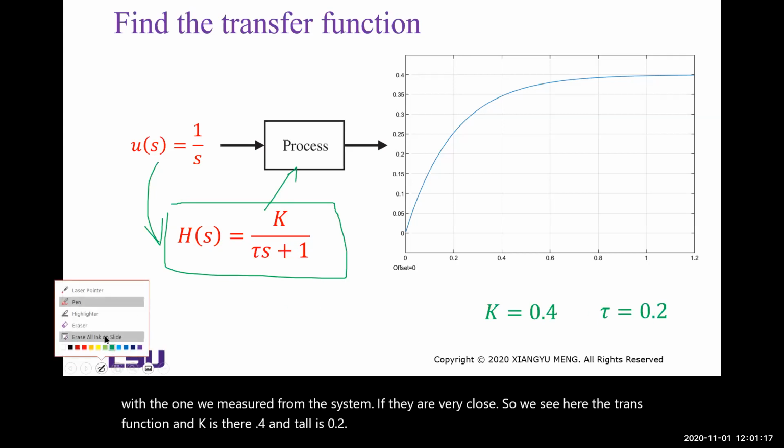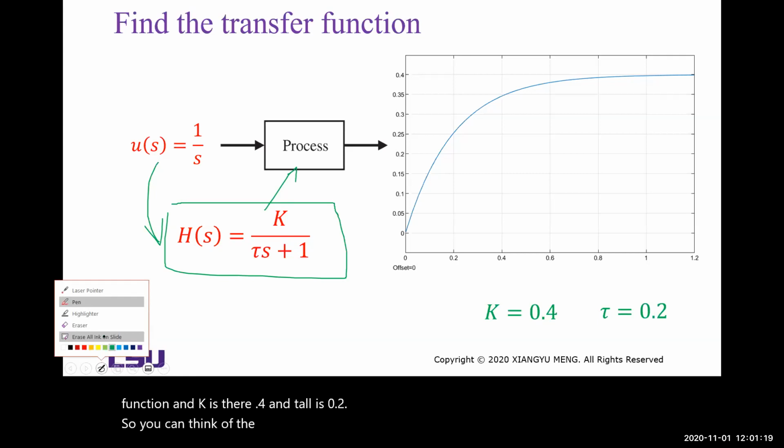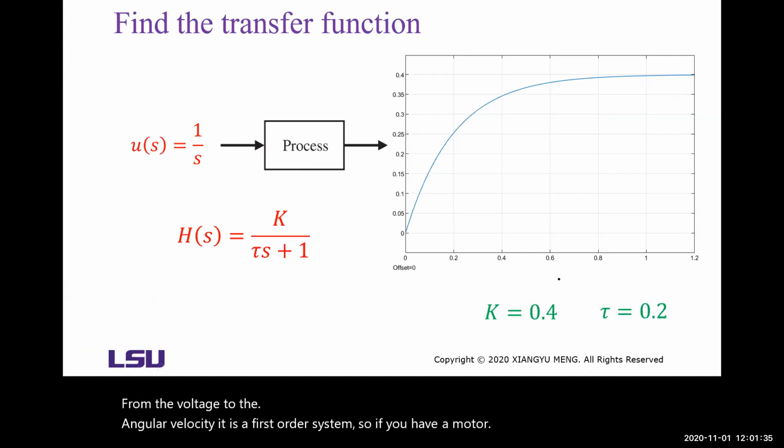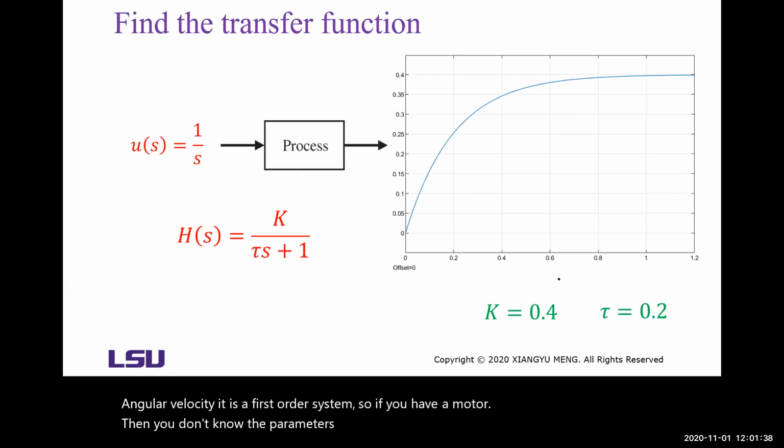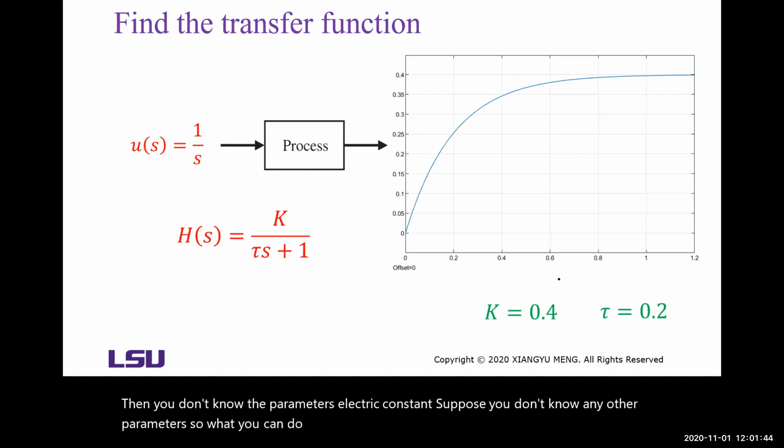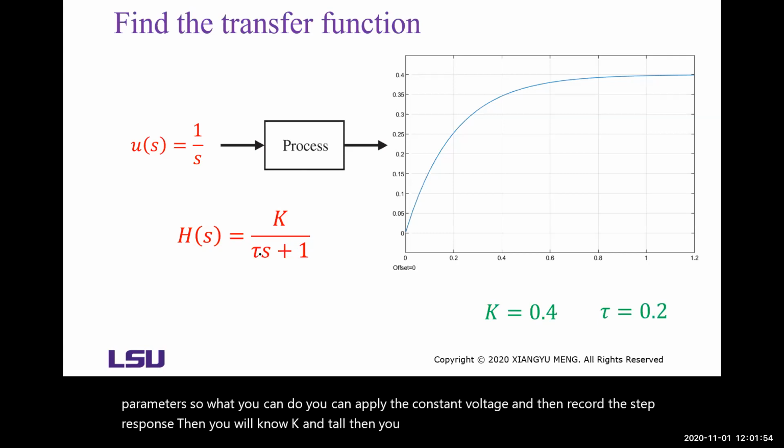So you can think of the example of the motors. We know the motor from the voltage to the angular velocity is a first order system. So if you have a motor and you don't know the parameters, the electric constant, suppose you don't know any of the parameters, what you can do is apply a constant voltage and then record the step response. Then you will know K and tau, then you know the transfer function of the motor.